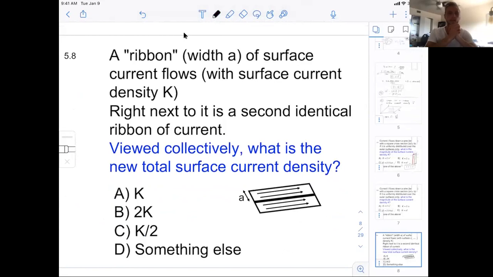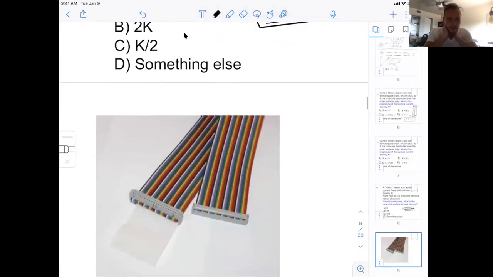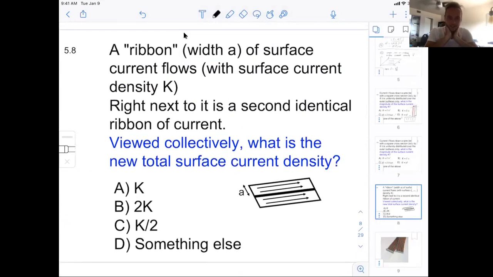Okay, so perhaps this question will help you if you were still a little bit confused on the previous question. I think after this question, you should be good to go. So here we are showing a ribbon wire, and if you want to know what a ribbon wire looks like, something like this, kind of flat. We can model this using current density. That current is only flowing through the surface. So let's say right next to a ribbon wire, you put another identical ribbon wire, and each of them have a width of A. So collectively, what is the new total surface current density?